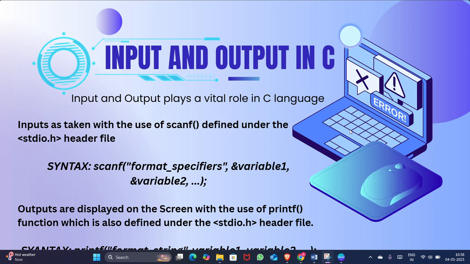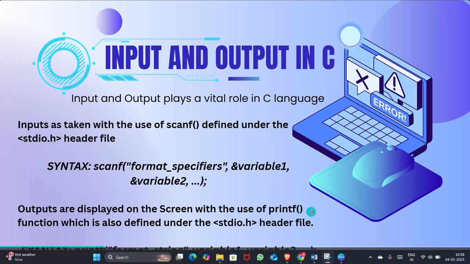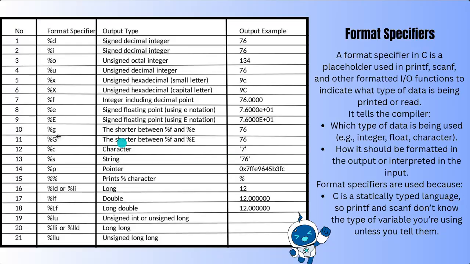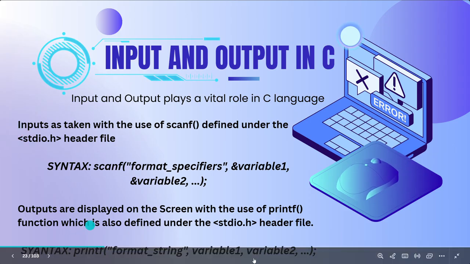Okay, we are done with input. Now coming to the output. Outputs are displayed on the screen with the help of printf statements, which is also defined in the stdio.h header file. The syntax of printf is printf, format specifier, comma, variable 1, variable 2. We don't have the ampersand symbol for printf. We have the ampersand symbol for scanf because it is used as an address of. With printf, you're just printing the values on the console screen, while for scanf we are taking user input. So this is the format of printf.